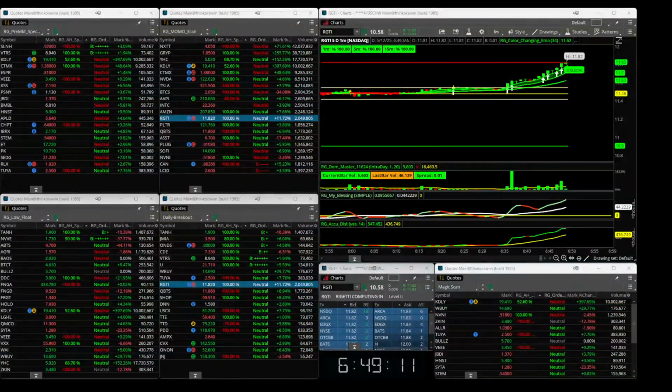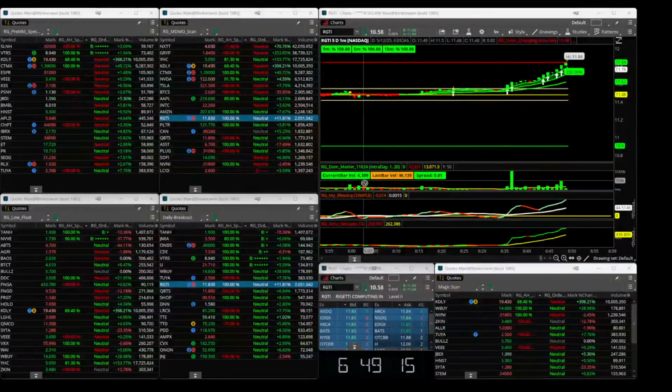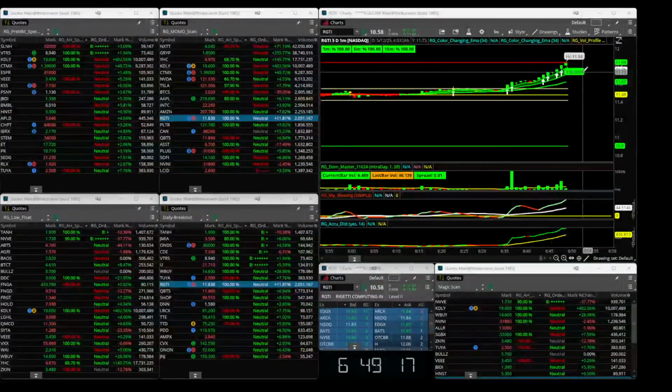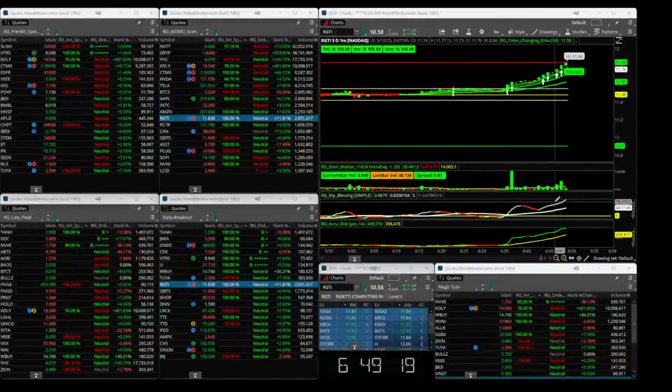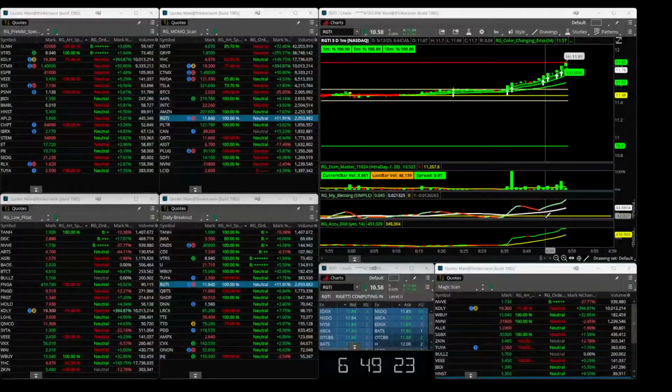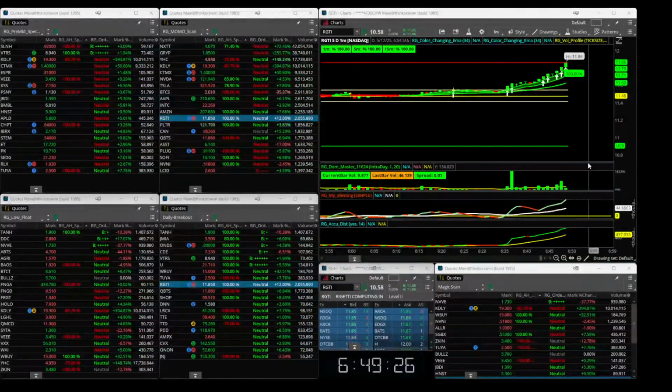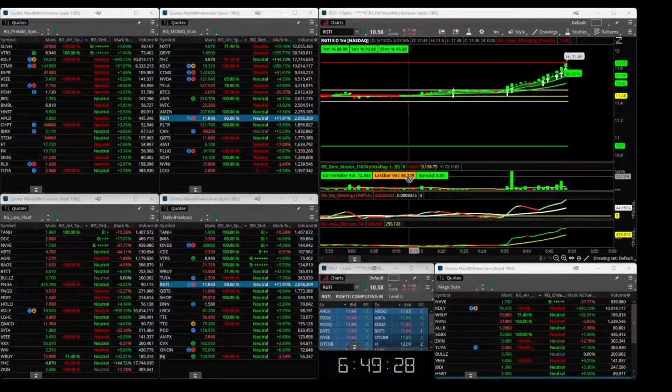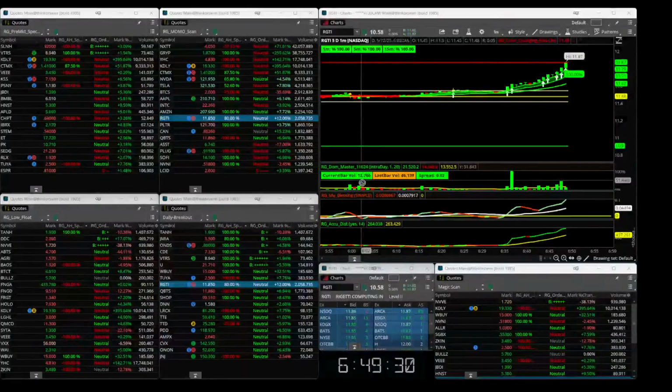RGTI. Slow crawl to the upside, watching the volume here. It needs to really pick up. We do have 100% bubble. We do have all green up here. That's how easy it is to spot. So buyers may come into this one. We're watching volume.